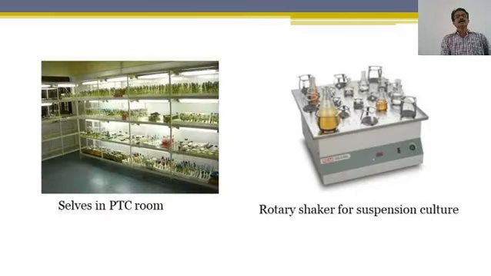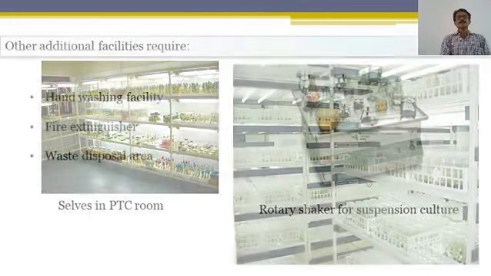Here I have shown you how the tissue culture racks are arranged, and how your inoculated material has been kept here. If you are going for liquid culture or suspension culture, you will require a rotary shaker also. This rotary shaker is shown here. It is useful for growing the culture in liquid media, suspension culture, to get maximum results.